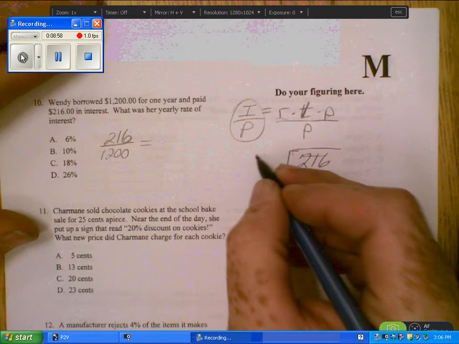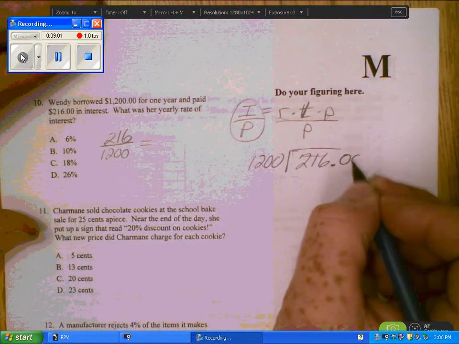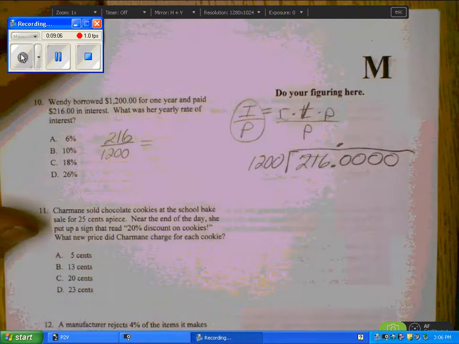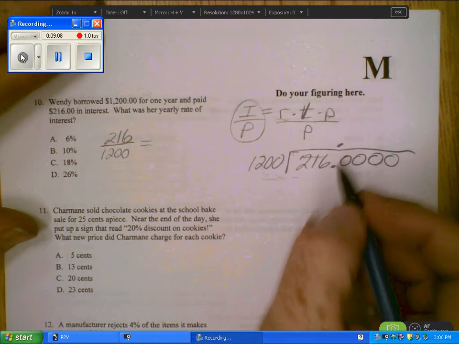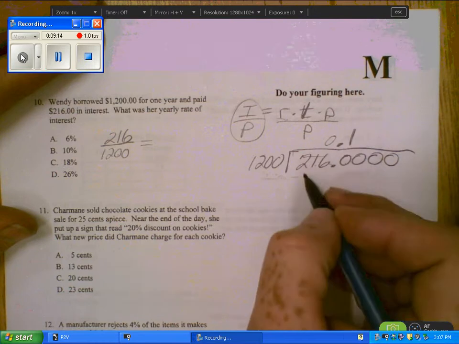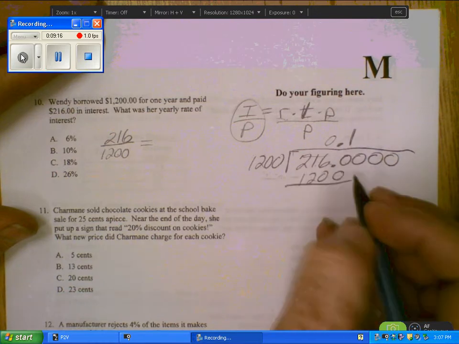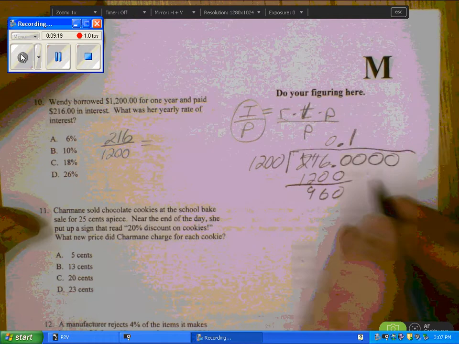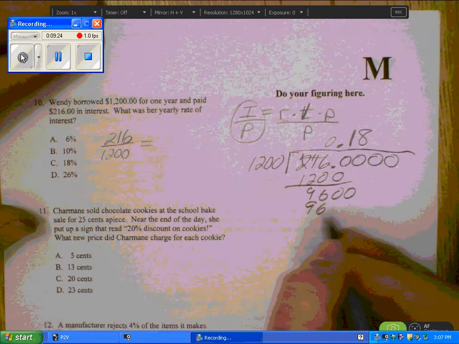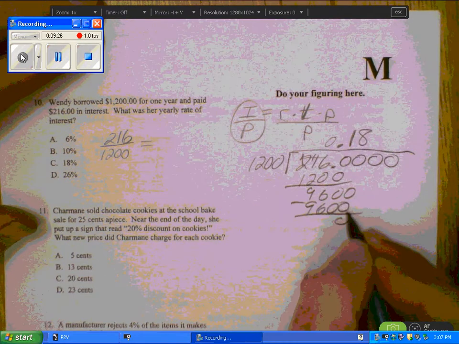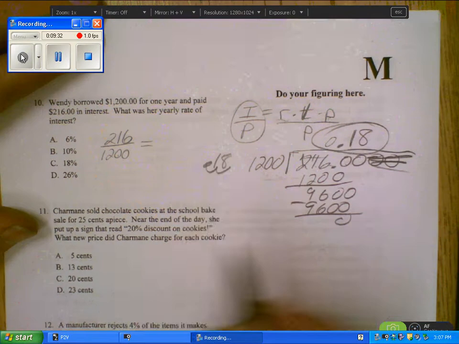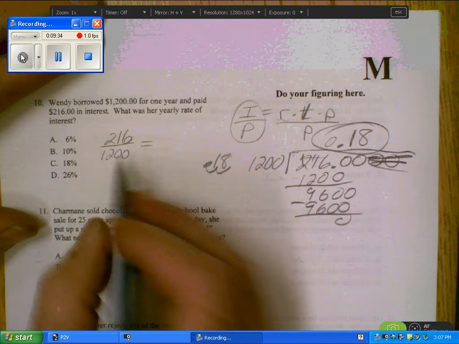216 goes inside, the 1200 goes out. You have to add some zeros on here. I'm just going to add a bunch; we probably won't need them all. 1200 won't go into 216. It'll go into 2160 once. It's 1200. Subtract. Borrow from here. Bring down the next zero. It goes into that 8 times, which ends up being 9600. Subtract to get 0, so you didn't need all these zeros. So you got 0.18, but you have to change that to a percent by bumping the decimal over 2 places.